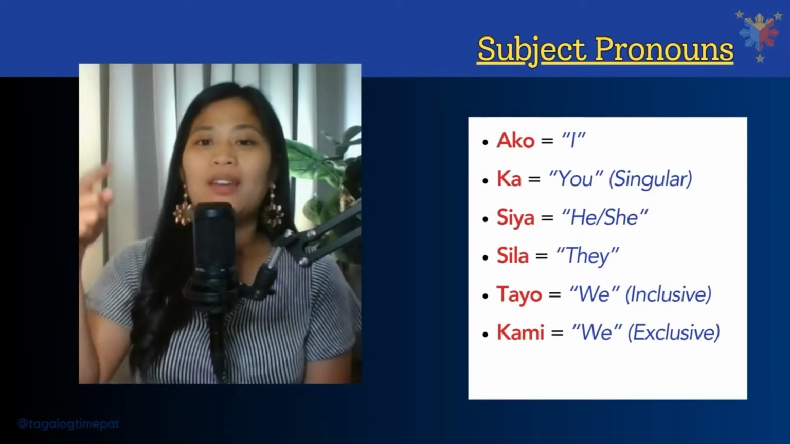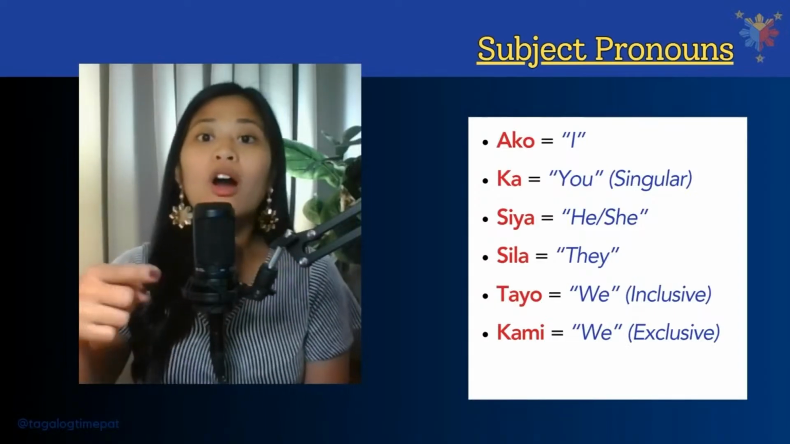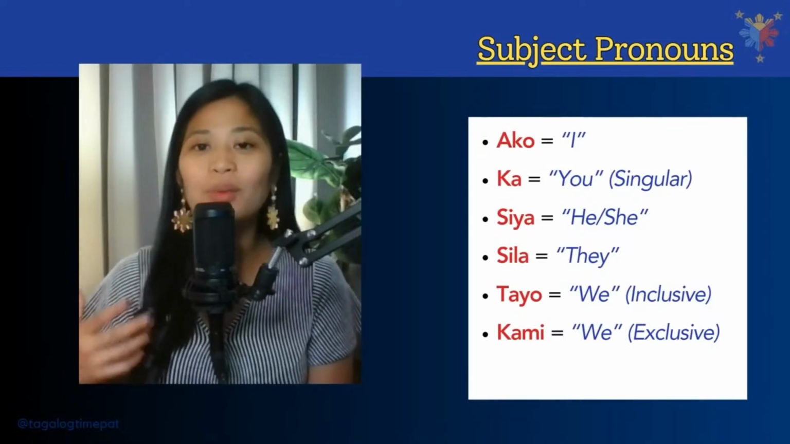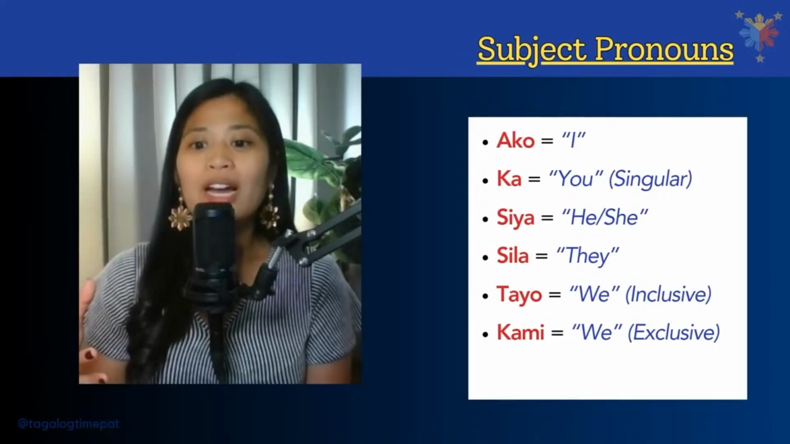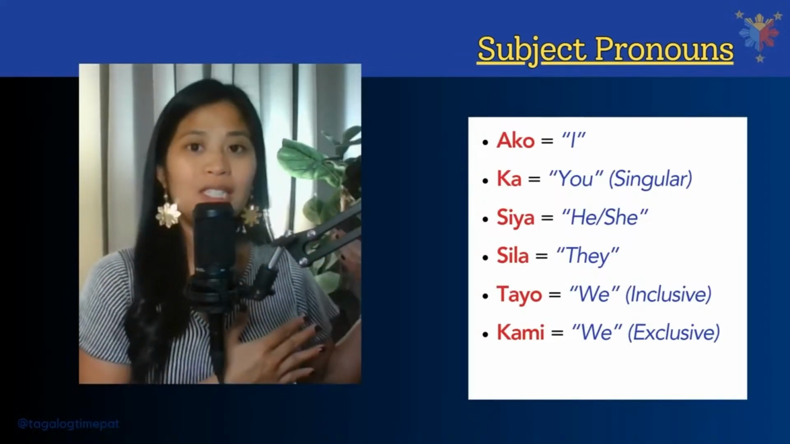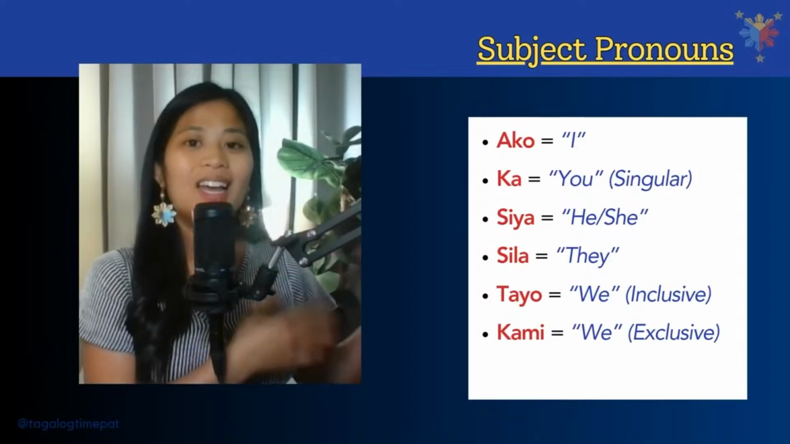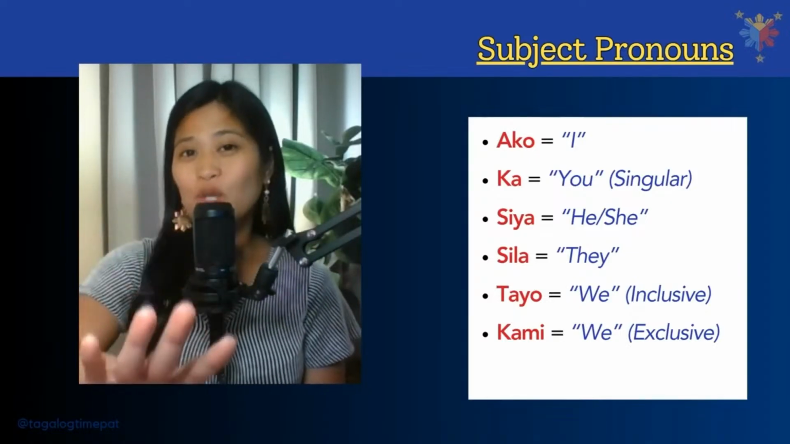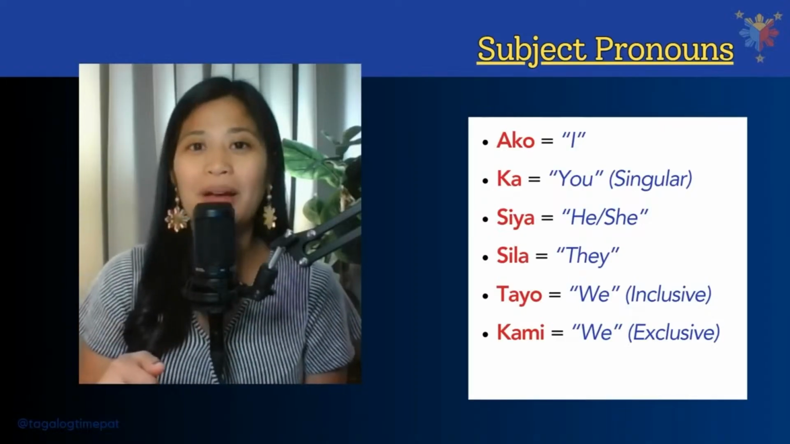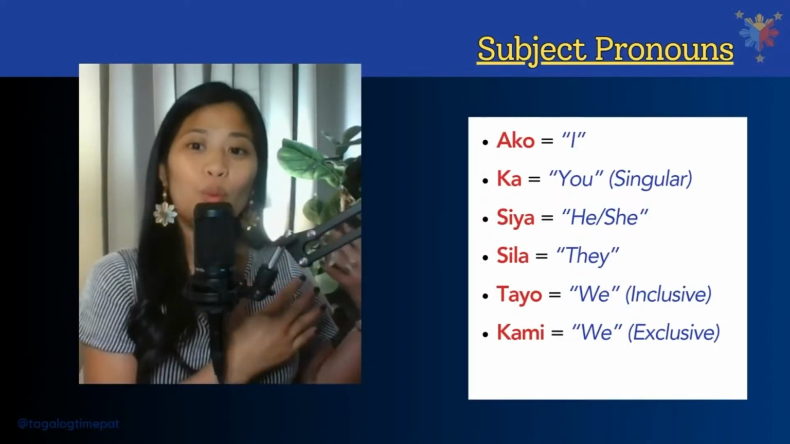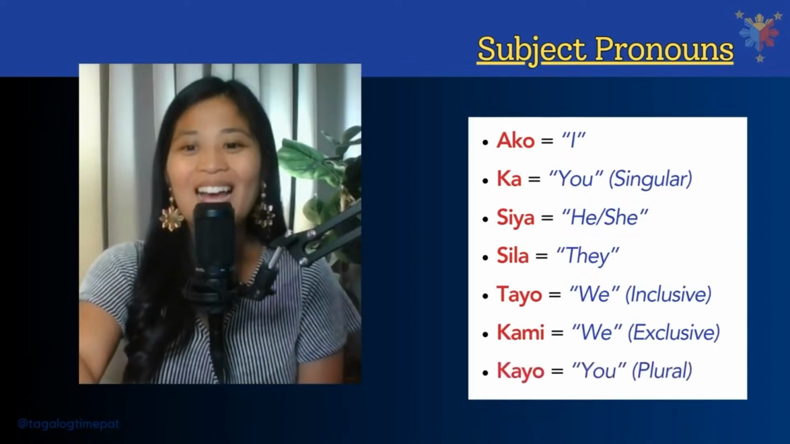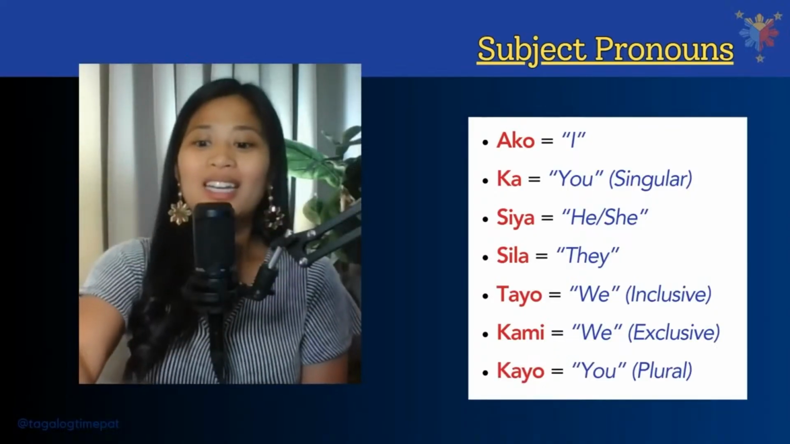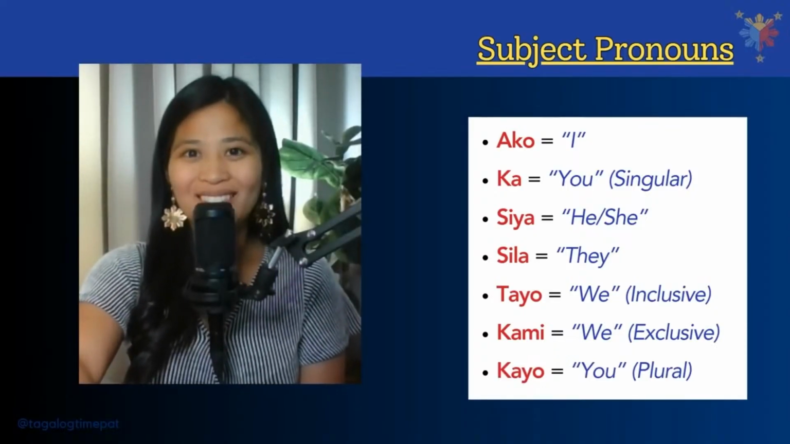So you and me and everyone in the room, we are all eating, kumakain tayo. That's inclusive because everyone is doing the action. Whereas if it were me and my husband Chris, we are eating, that would be kumakain kami. That's exclusive because you're not included. I'm just kind of telling you about it. Kumakain kami, we are eating. And then lastly, kayo is you plural. So you all, that's you plural, kayo.